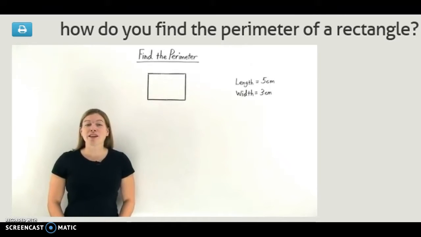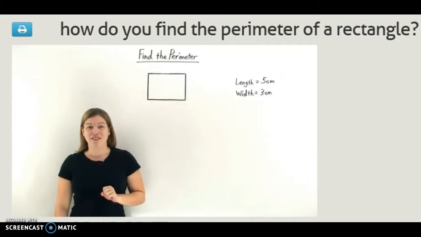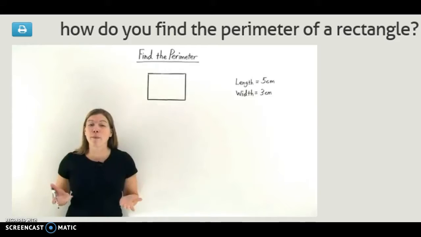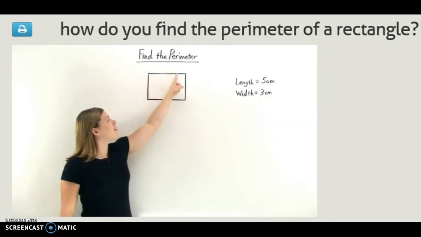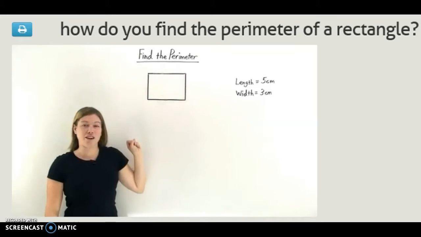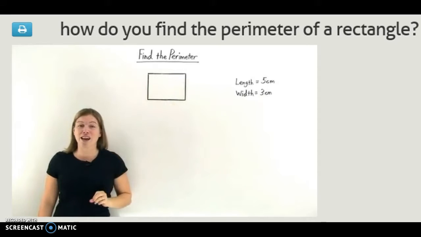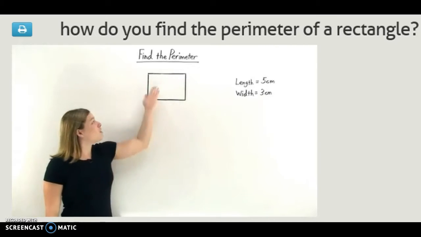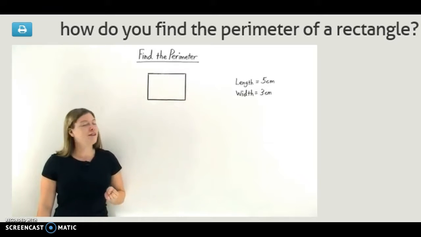Let's find the perimeter of a rectangle with a length of 5 centimeters and a width of 3 centimeters. So here we're being asked to find the perimeter of a rectangle. Perimeter, remember, is the total distance around a two-dimensional figure. So here we're trying to find the distance around the rectangle. And to do that, we can just add up all of the side measurements together. That will give us that perimeter.